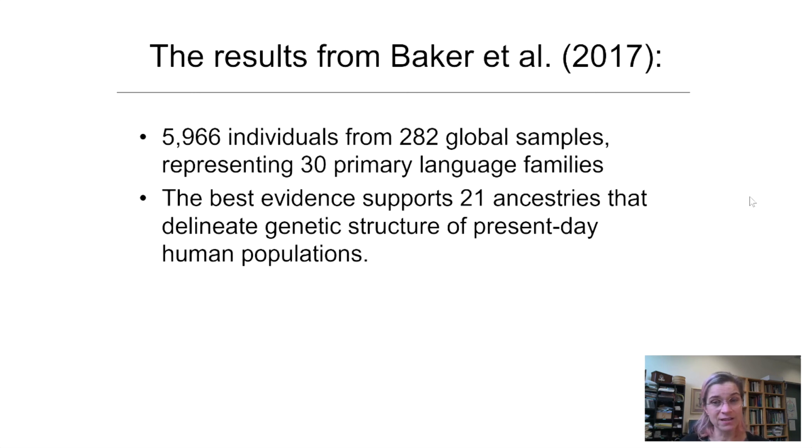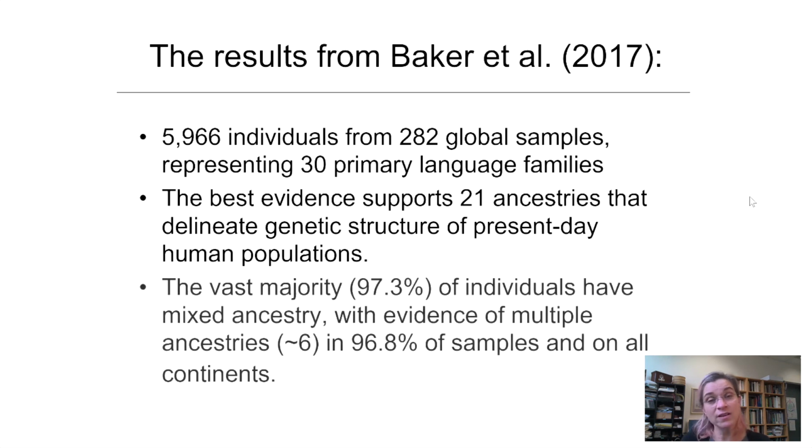And when they did that, they found that there were 21 ancestry groups. So this gets to this second point here. The best evidence supports 21 ancestries that delineate genetic structure of present-day human populations. So when you don't impose the number of categories that genetic variation can be divided up into, their analysis found that it most comfortably can be described by 21 different categories, 21 different ancestry groups. And these correspond to these subcontinental regions.